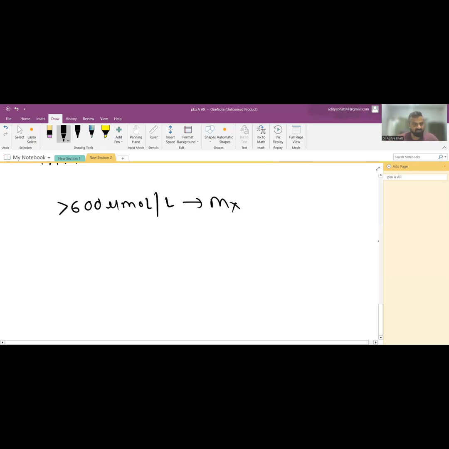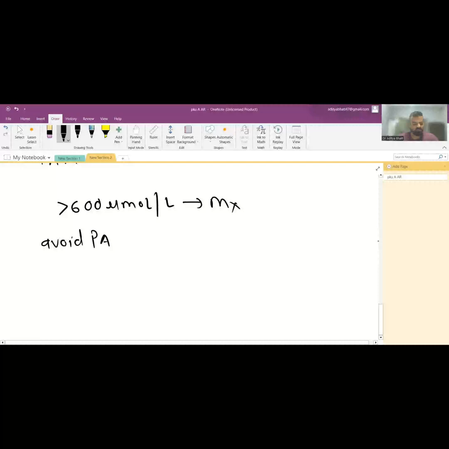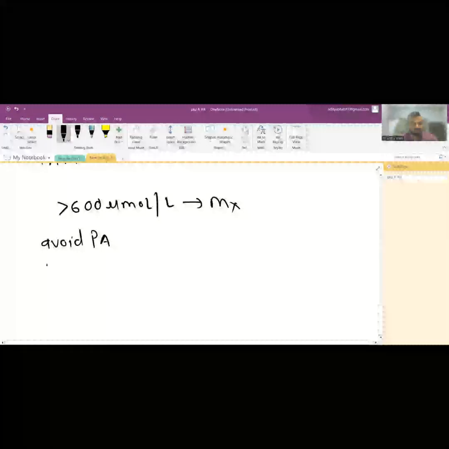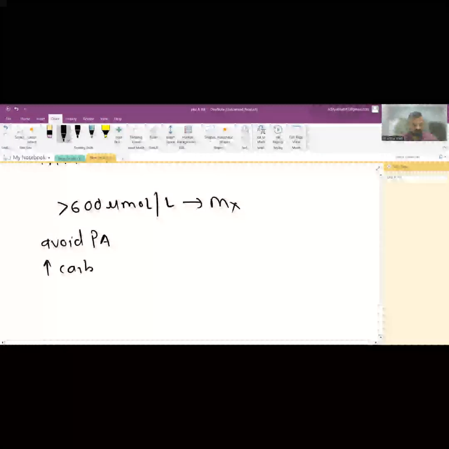So you have to avoid a phenylalanine rich diet, like nuts, non-vegetarian food and other things. Also, you have to give a high carbohydrate diet. Then you have to give multiple supplements, amino acid supplements. Okay, and there is sapropterin.